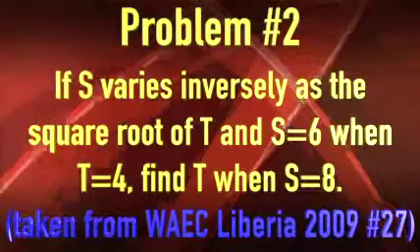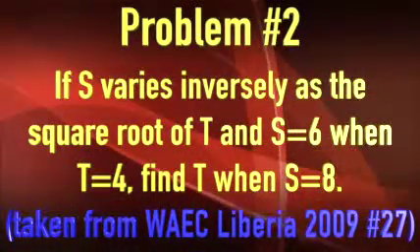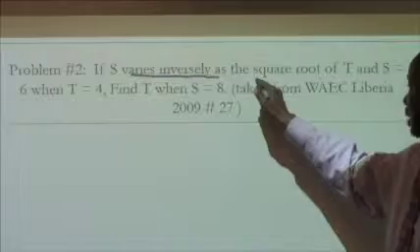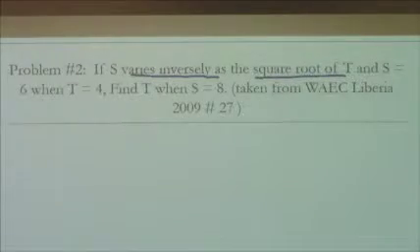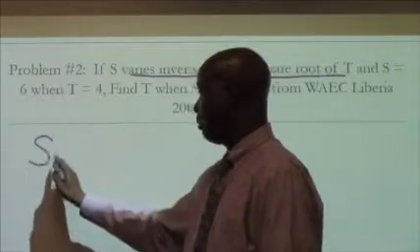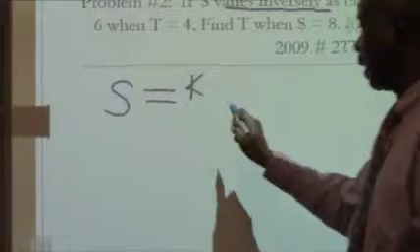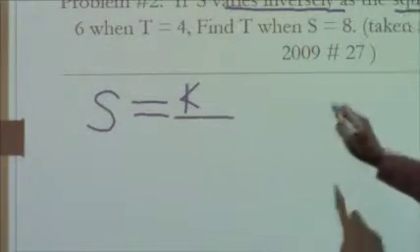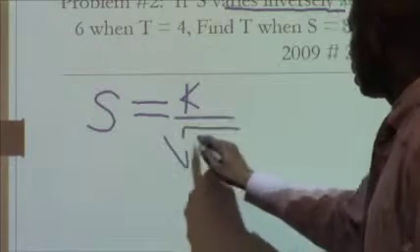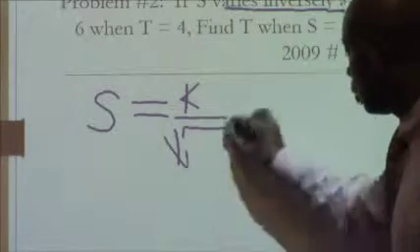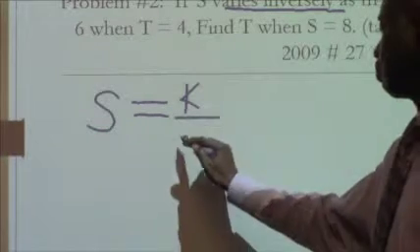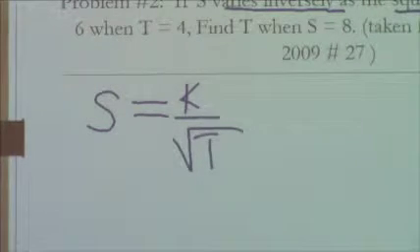Here they say S varies inversely as the square root of T. So let's write that relationship. This is how we can do it. S equals K, inversely, so that means it's going to be down, over the square root of T. We can substitute given values here and find K, and then write a formula for S in relationship to K and in relationship to T, and then use that to move on with our problem. That's what we're going to do here.